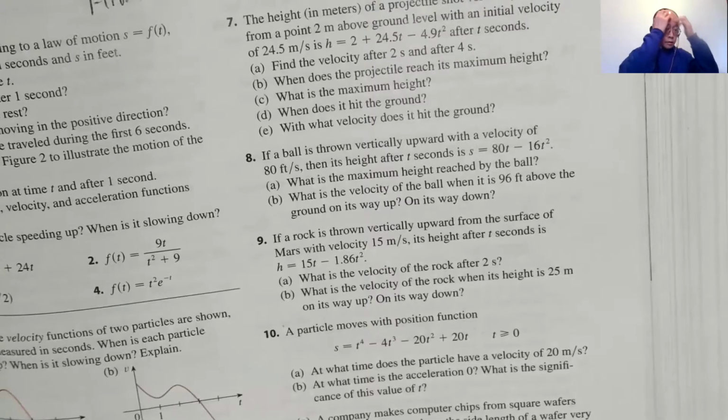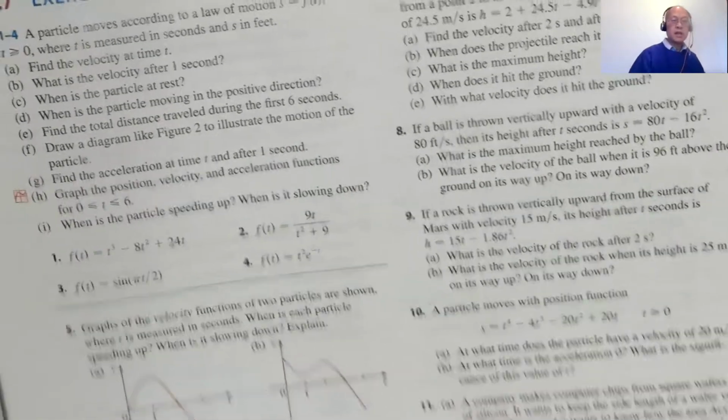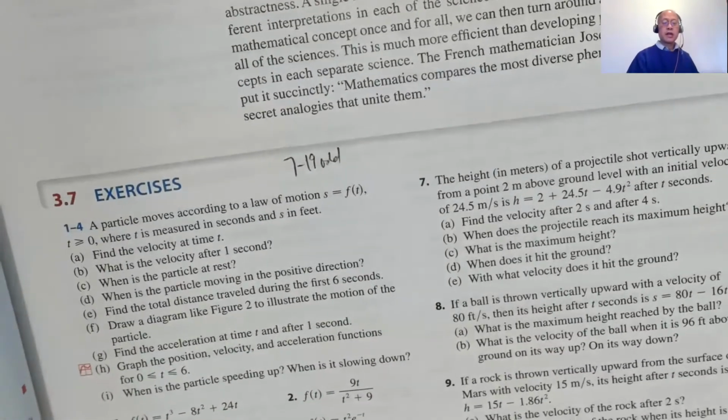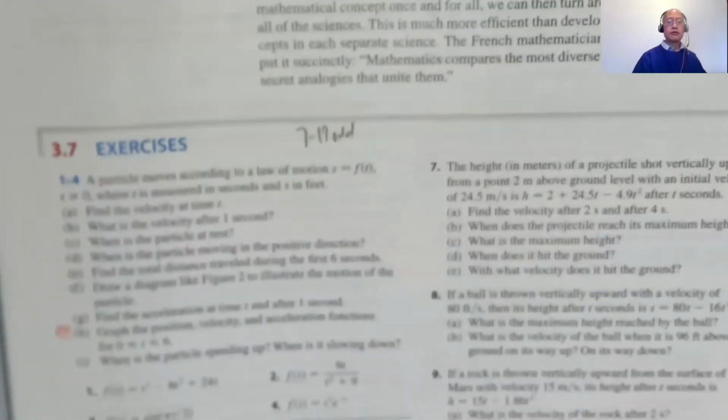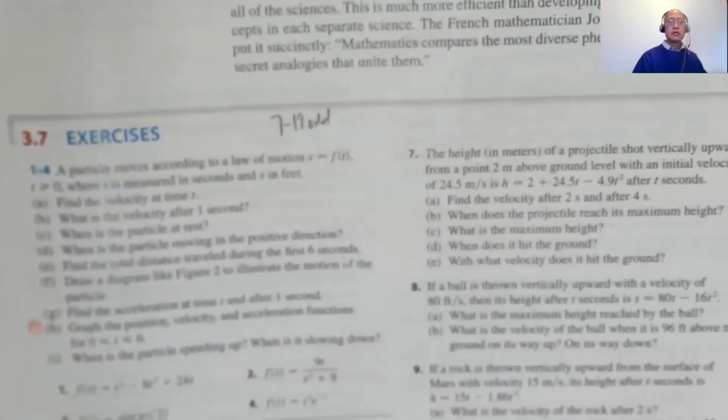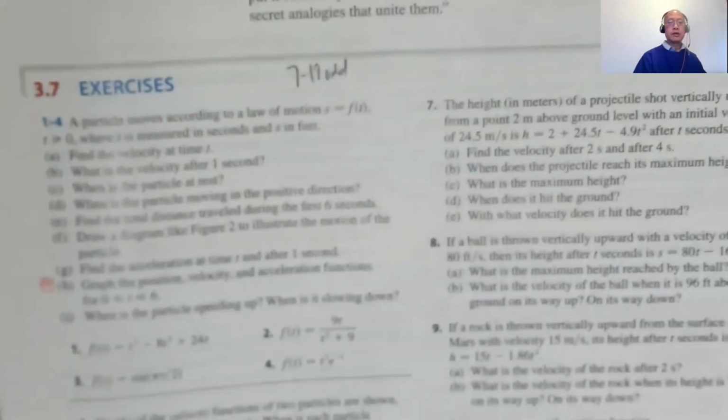This is section 3.7, rates of change in the natural and social sciences. So the homework is 7 through 19 odd. This is not a very long section. So there's really no formulas except to know that the first derivative is velocity, second derivative is acceleration if we're given a distance function.